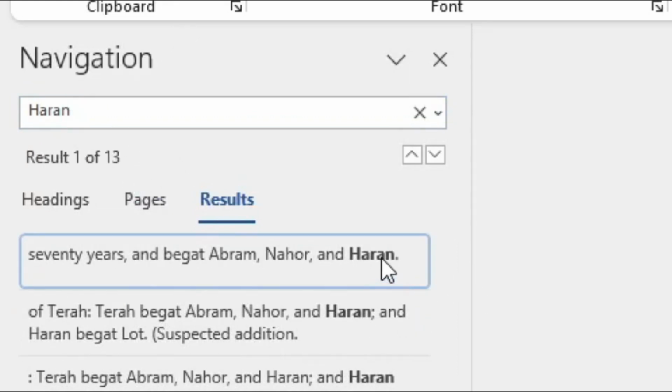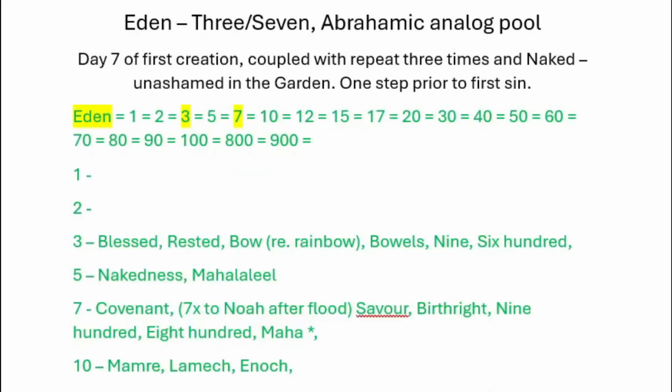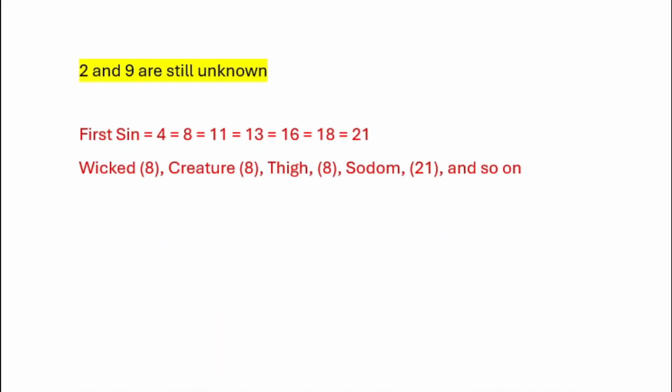Here's my 13 results. And actually before we go to the first one, let me talk about that 13 for a minute. First sin, 4. If you know 3, 7, and green up there was the good place, then when first sin happens, it's going to be the next step. So I've got 3 advancing to a 4, 7 advancing to an 8, 10 advances to 11, 12 advances to 13, 15 advances to 16, 17 to 18, and here we have a 21. It's going to continue to do that.